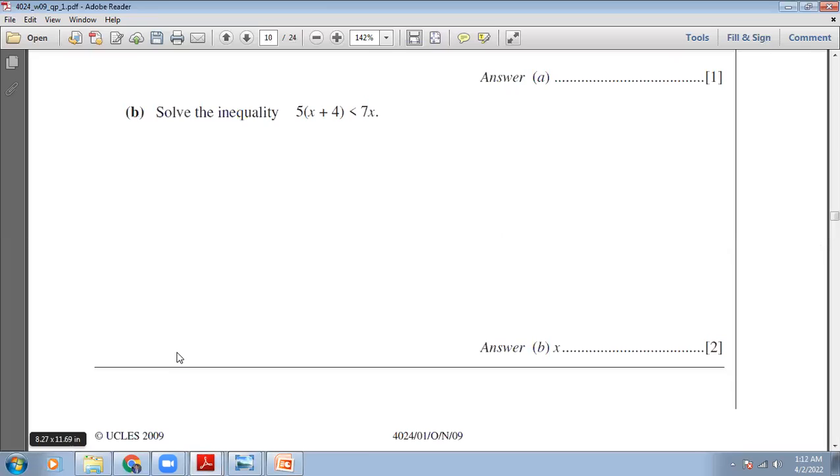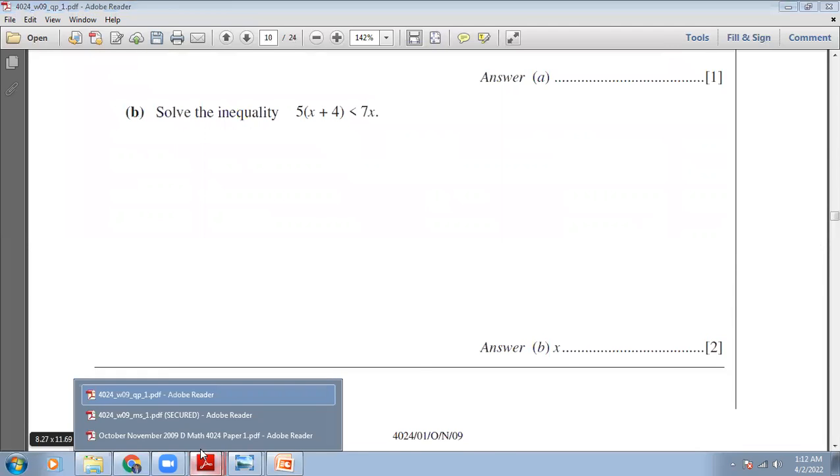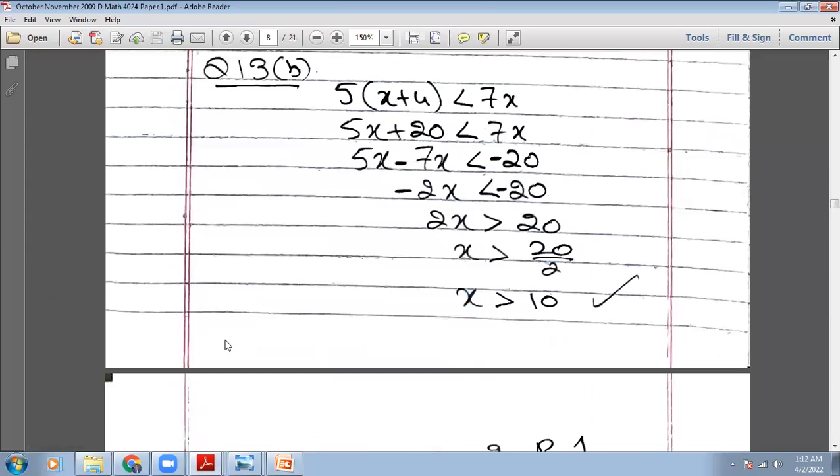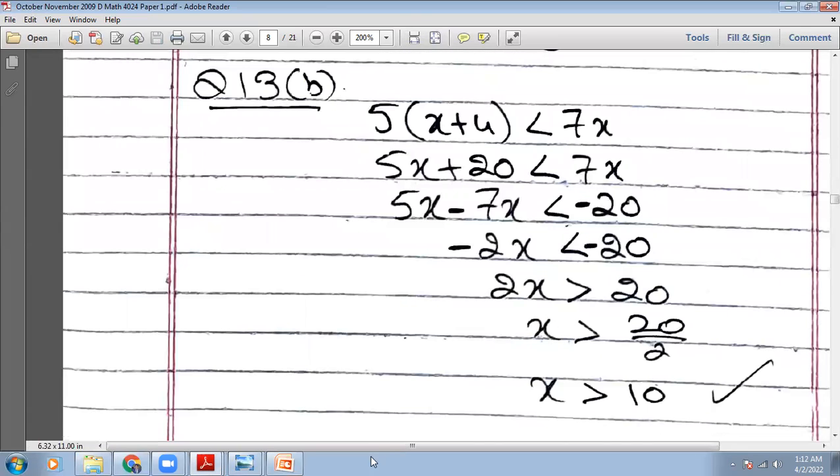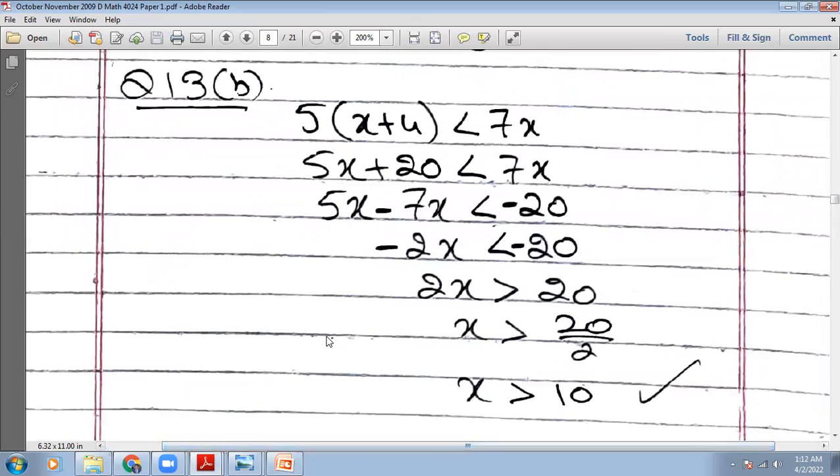Then we have a question on inequality. It says solve the inequality 5(x + 4) < 7x. So 5 will multiply with that bracket and you will have 5x + 20 < 7x. 5x minus 7x is less than minus 20. Minus 2x is less than minus 20.